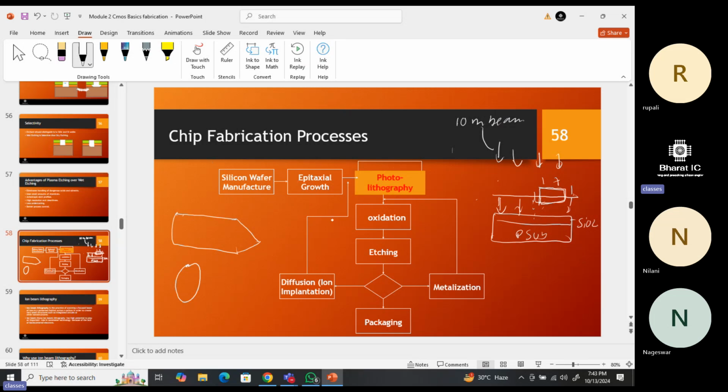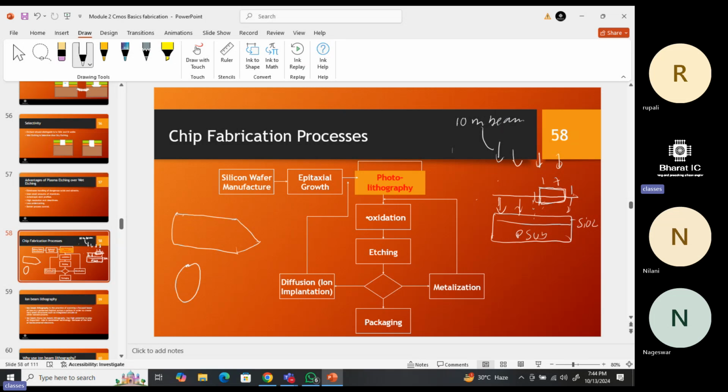For silicon wafer manufacture there is epitaxial growth. Then photolithography comes, and once the photolithography is done, the diffusion, which is called the ion implantation process, also takes care in this photolithography step only. I will come to the diffusion later. Then the oxidation part is there, and a metallization part is also there, but metallization generally comes at the last stage.